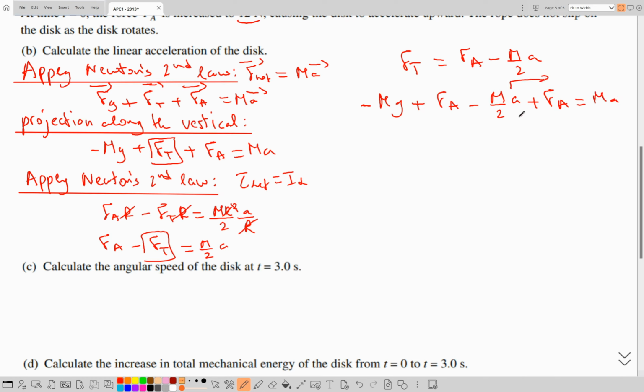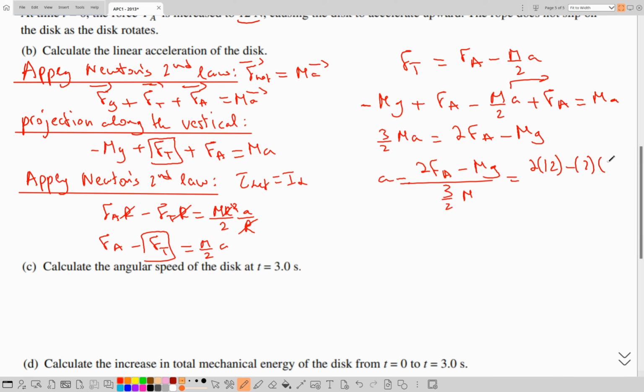Now we can move this to the other side and we read the equation from right to left. That would be 3 over 2 ma is equal to the double of Fa minus mg, and the acceleration in this case is the double of Fa minus mg divided by 3 over 2 m. Now Fa is 12, the mass is 2, g is 9.81, and 3 over 2 multiplied by the mass, which is 2. Plugging this expression into the calculator, we would find that the value of the acceleration is 1.46 meters per second squared.